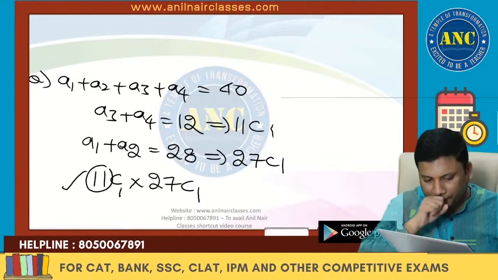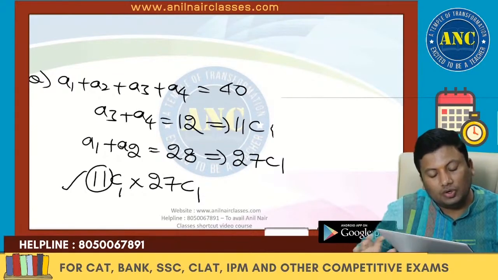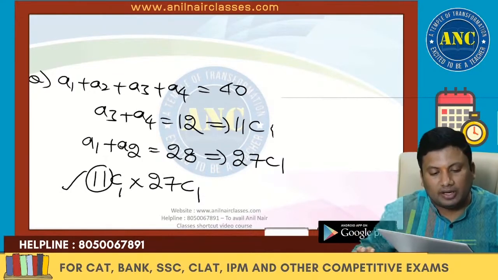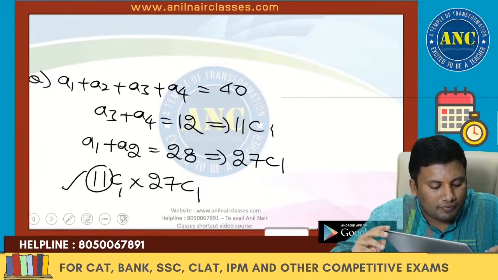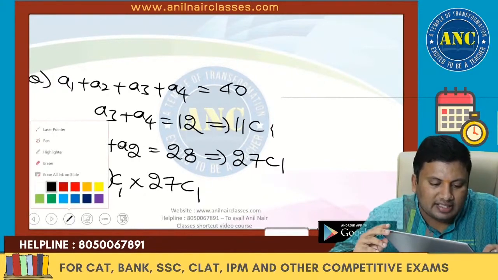Number of natural number solutions, number of whole number solutions. Now, see here. The idea is clear, right?